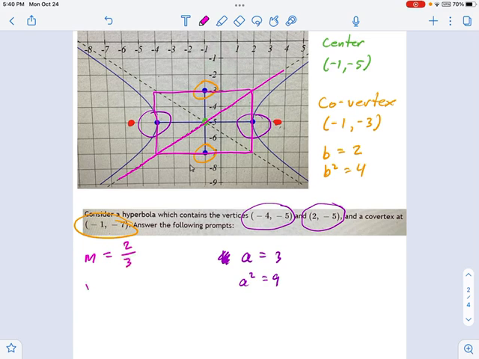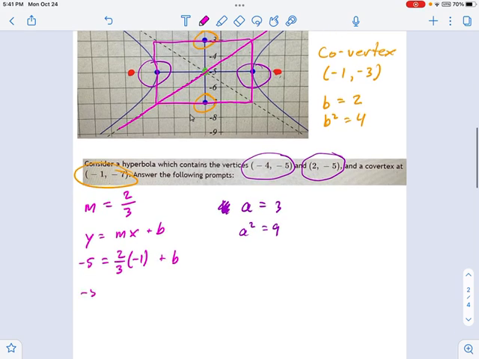So m for that line equals 2/3. Now we say, okay, y equals mx plus b, and we plug in the values we know. We know the slope, and we also know a point, the center, which that asymptote passes through. The center is located at -1, -5. So it's going to be -1 in x, -5 in y, plus b. If you solve this equation, you get -5 plus 2/3 equals b, which is -13/3, I think, when we solve for this.